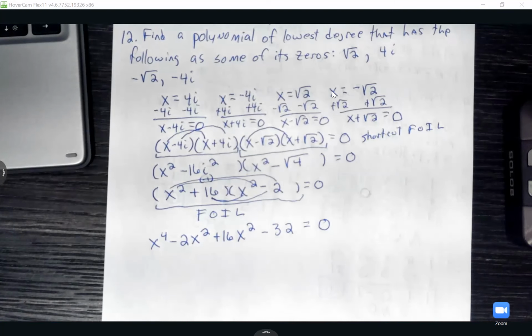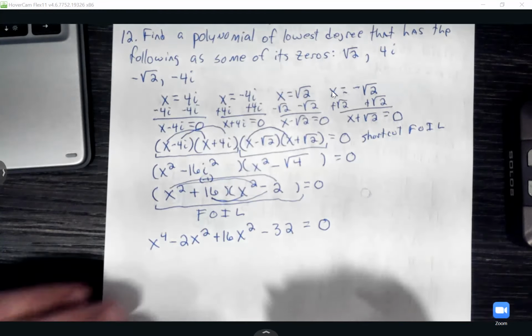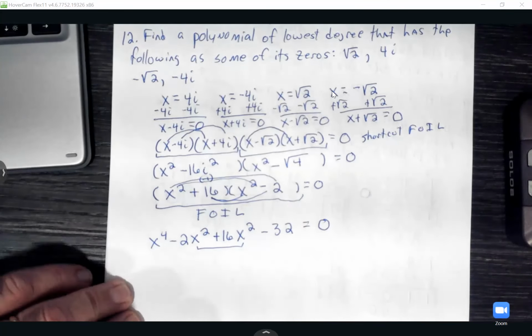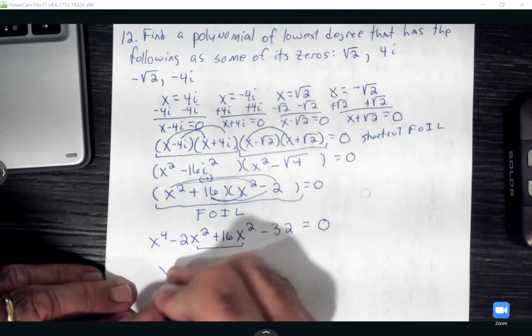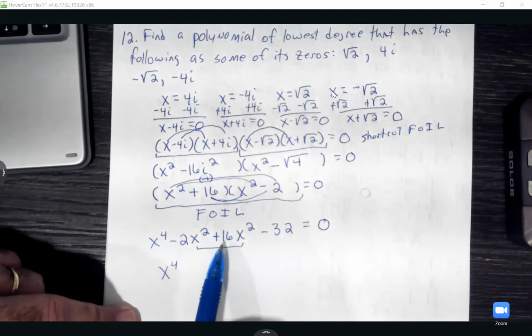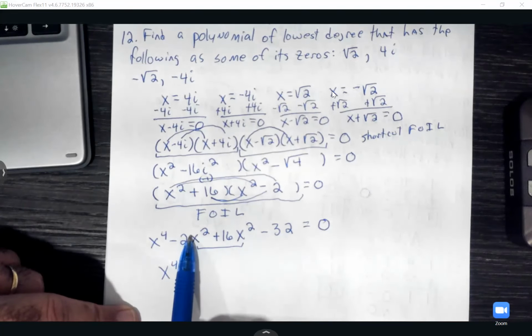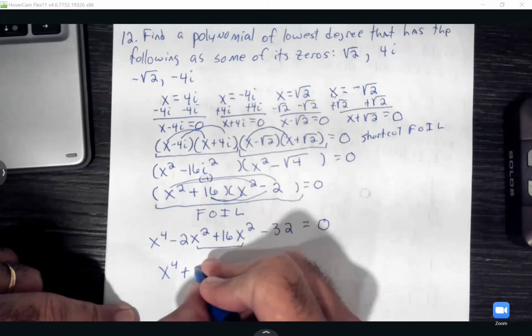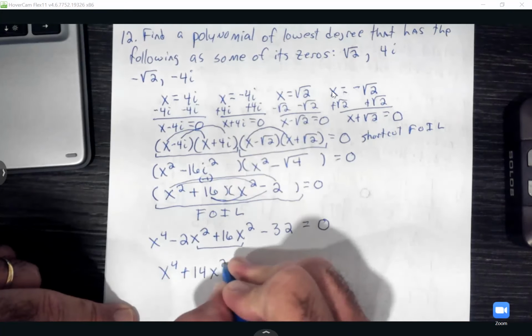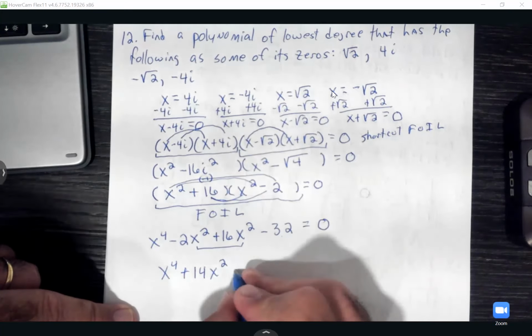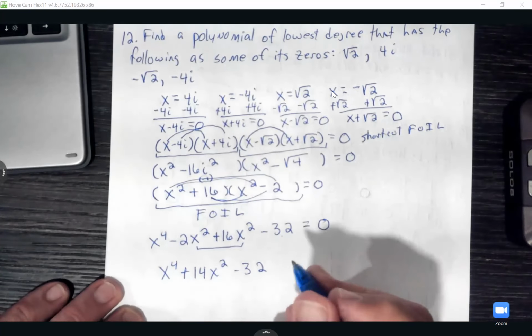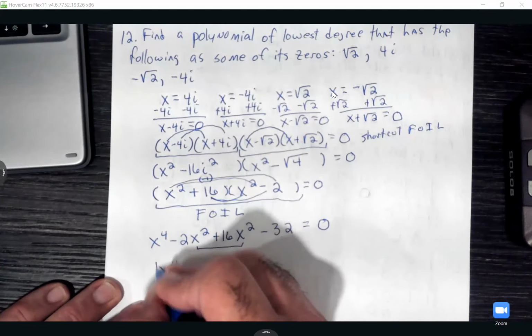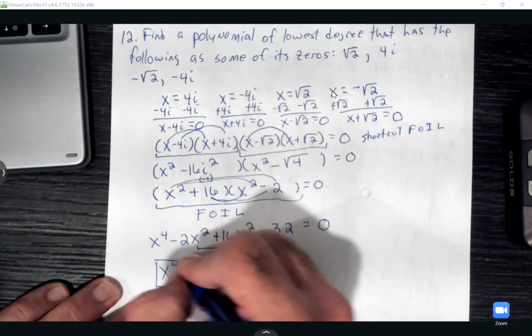All righty, can y'all go further on that? Combine like terms. So y'all, we get an x to the 4th. What we got, a 16 minus 2 would be a 14x squared minus our 32. And this is what MathLab wants, is just that polynomial.